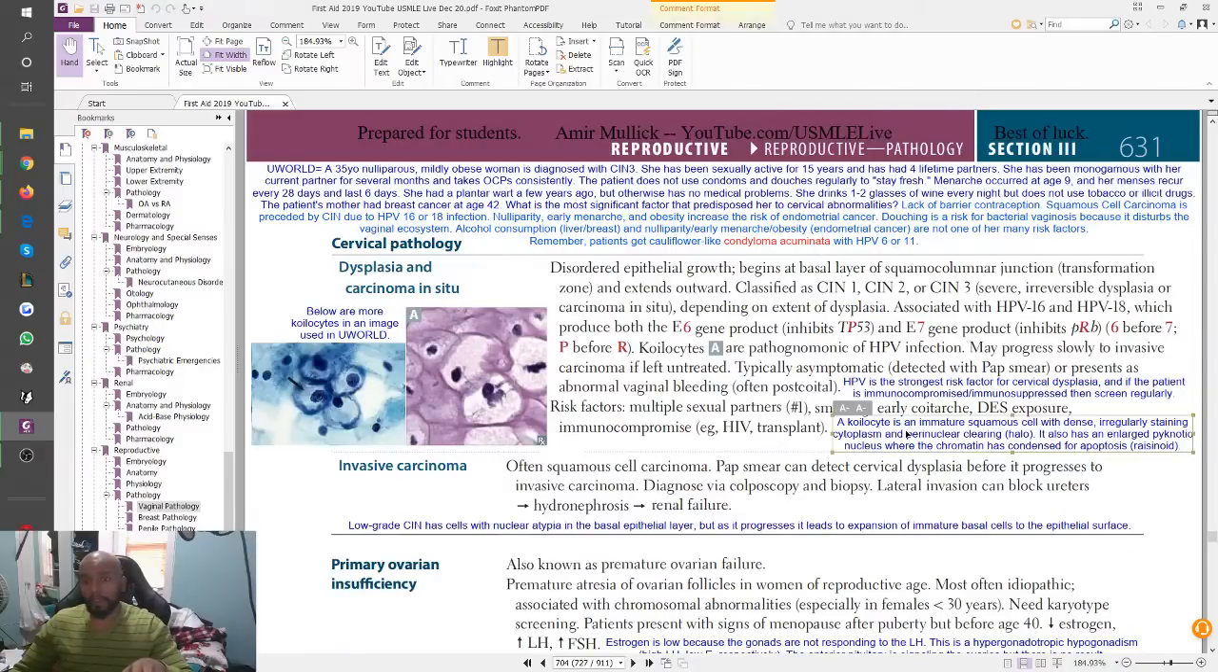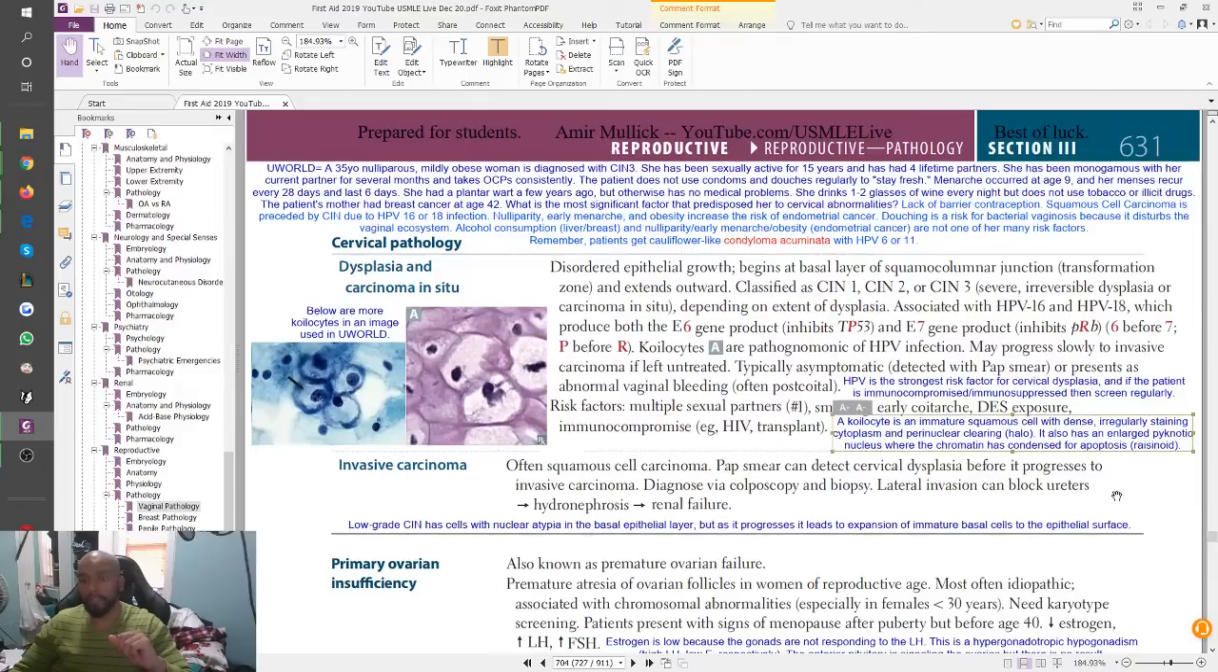Over here I wrote, a coilocyte is an immature squamous cell with dense, irregularly staining cytoplasm and perinuclear clearing halo, right? You can kind of see that. It also has an enlarged pyknotic nucleus where the chromatin has condensed for apoptosis, right? So raisinoid, and they often describe it like that too. They call it a raisin-shaped nucleus. So not very confusing because there aren't really other things that look like this, so you can definitely catch that. Over here I wrote HPV is the strongest risk factor for cervical dysplasia, and if the patient is immunocompromised or immunosuppressed, then you have to screen them regularly.